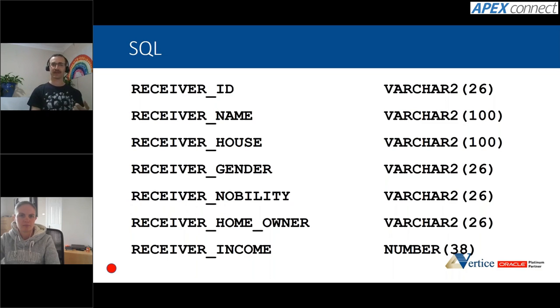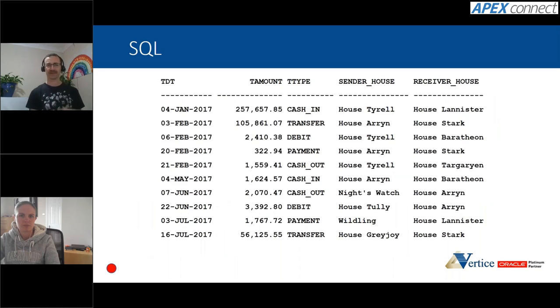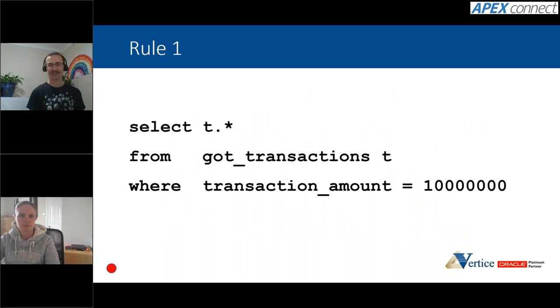And that means we end up with a table that looks a bit like this. We've got our transaction dates, amounts, and so on. And we've got a little over 100,000 of these transactions. And we want to apply the rules to them. So the first rule: look for transactions with a value of exactly 10 million. Nice and easy. What do we do? We just add a where clause, right?